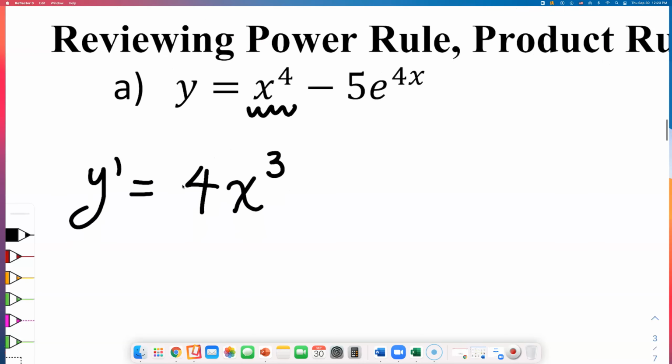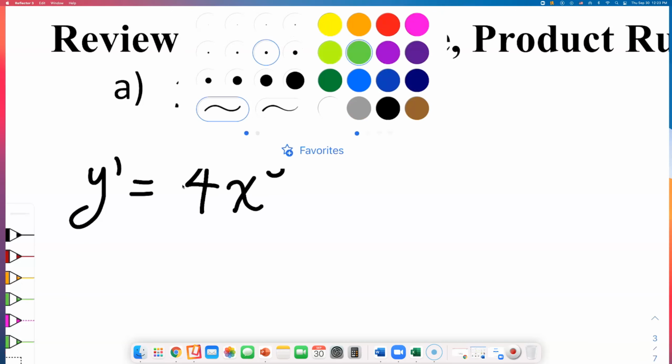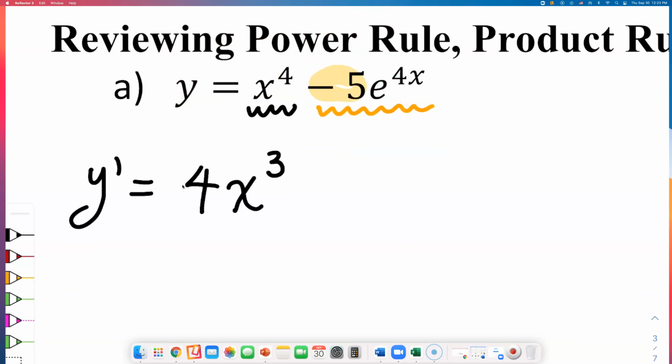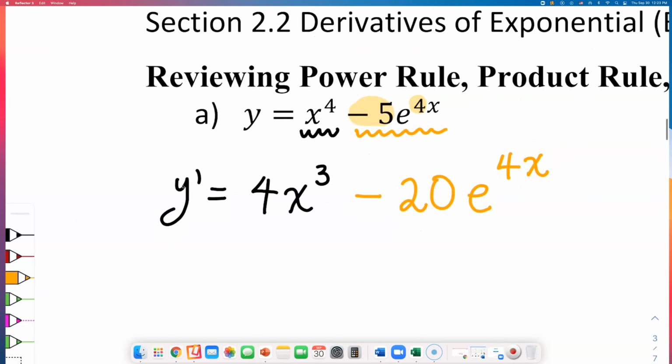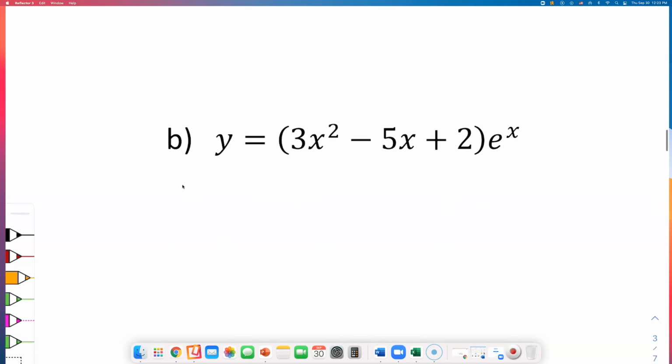Now the new guy, the second term, is what we just talked about in this lesson. I need to multiply this negative 5 by 4, and that will give me minus 20 and e raised to the 4x power, and that is the answer. Okay, not bad. But what's next?